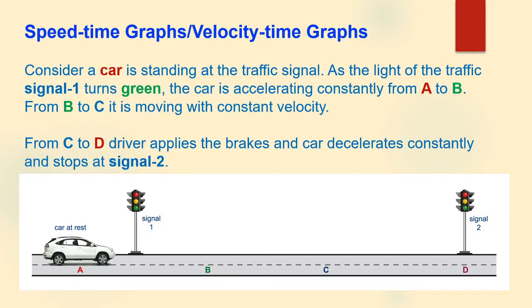Speed time graphs or velocity time graph of an object can give us the constant acceleration, zero acceleration, or deceleration. It depends upon the gradient of the graph. Consider a car is standing at a traffic signal. Here's a car standing at a traffic signal. As the light of the traffic signal turns green, the car is accelerating constantly from A to B. From B to C, it's moving with constant velocity.